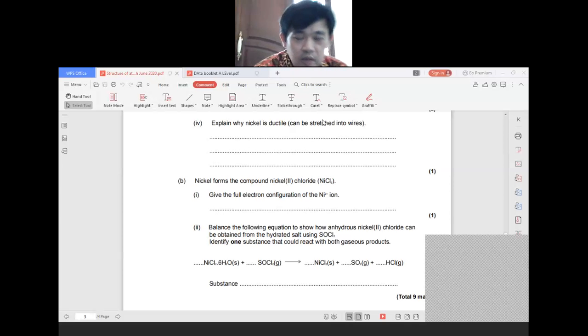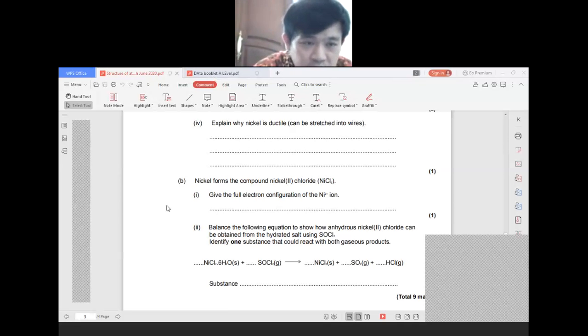Nickel forms the compound nickel(II) chloride, NiCl2. Give the full electronic configuration of the nickel ion. So nickel has 28 electrons. It is the arrangement, the electronic configuration, of this one.